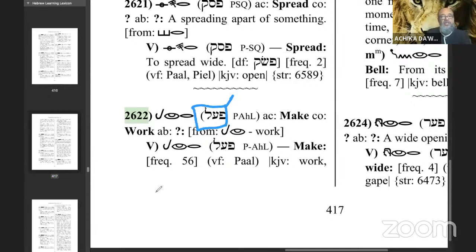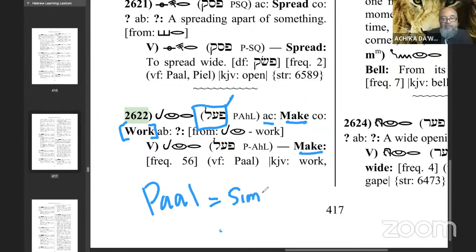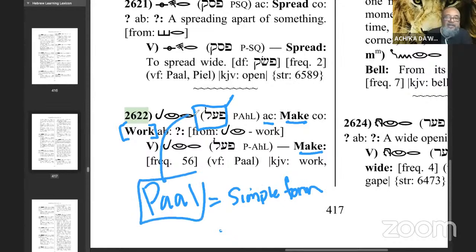Okay. So when they wrote that word Pa'al, what they're really talking about is the action of making something, but with a concrete of work. That's what it means. It means to make something. That's the action. So when we talk about a pa'al, a pa'al is a simple form and it's represented by these actual letters right here. In English, the P, the A, and the L.